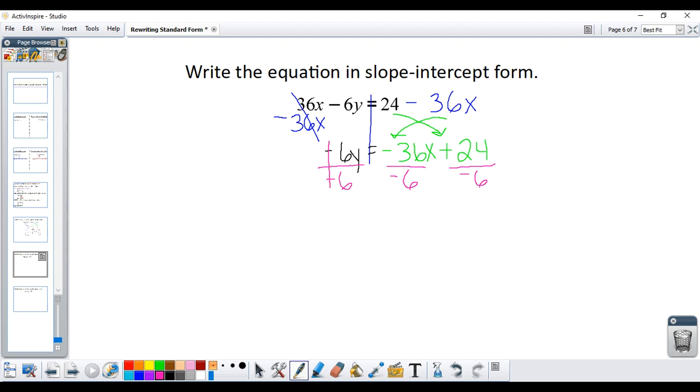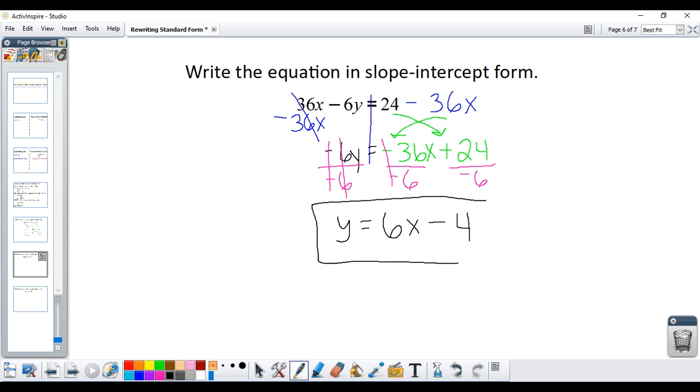On the left, the negatives cancel, the 6's cancel, and I have this y equals. On the right-hand side, I've got the negatives canceling, and then 36 divided by 6 is 6. And then my x. And then the 24 divided by negative 6, a positive divided by a negative is a negative, and 24 divided by 6 is 4. And so this time, this would be my final answer.